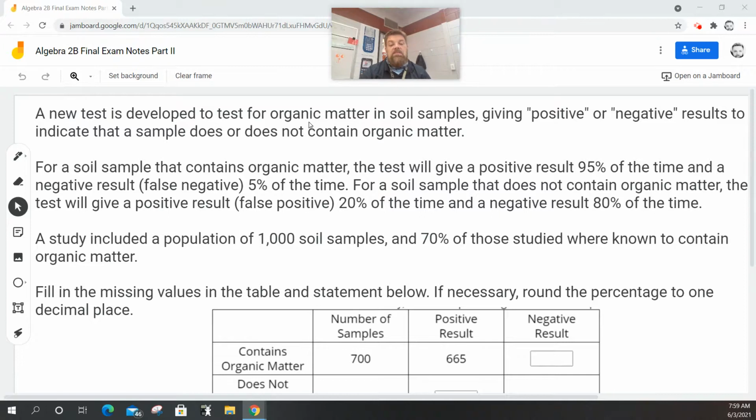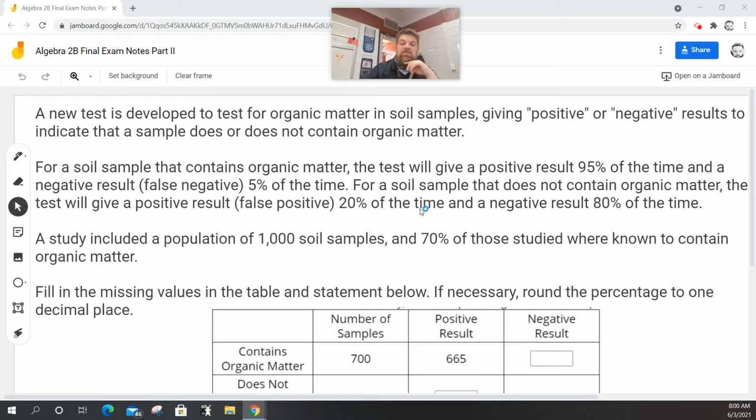The study included a population of 1,000 soil samples, and 70% of those were known to contain organic material. Then it says fill in the missing values in the table and statement below. If necessary, round the percentage to 1 decimal place.